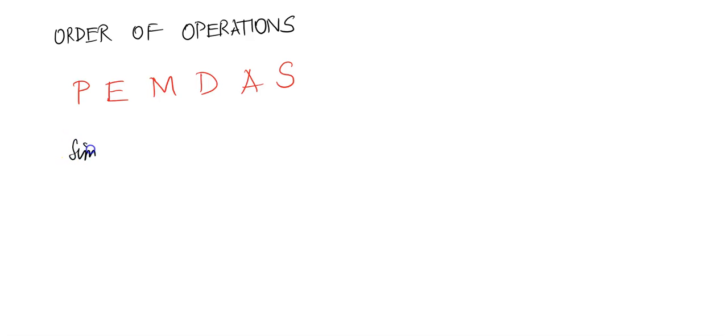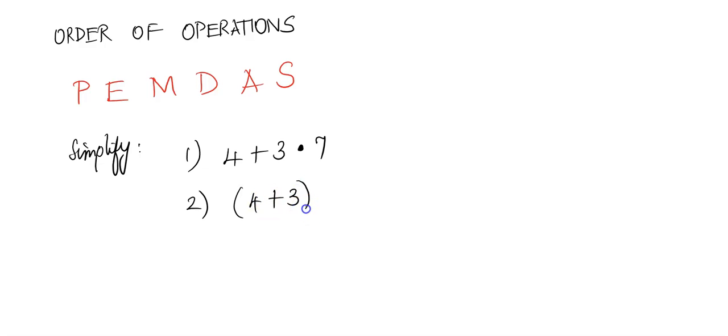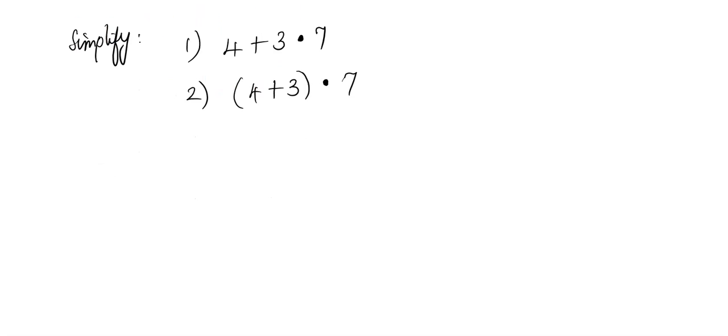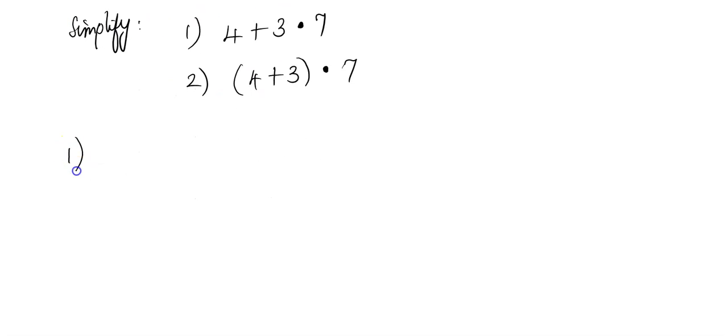They will say simplify, and I'll give you two problems. The first one says 4 plus 3 times 7, and the second one is 4 plus 3 in parentheses times 7. Let's see how we will approach each one. We also will be curious to see if they give us the same answer. So let's focus on the first one: 4 plus 3 times 7. Iterative means in each step you're going to do PEMDAS.